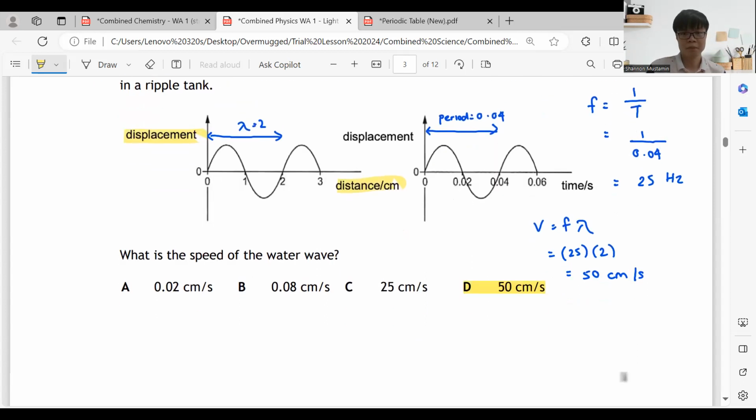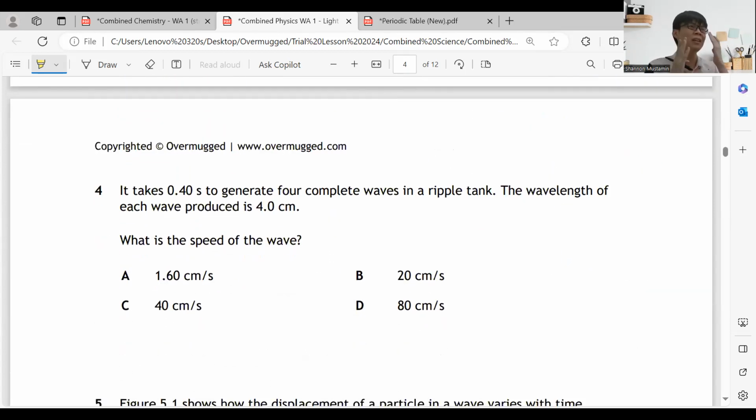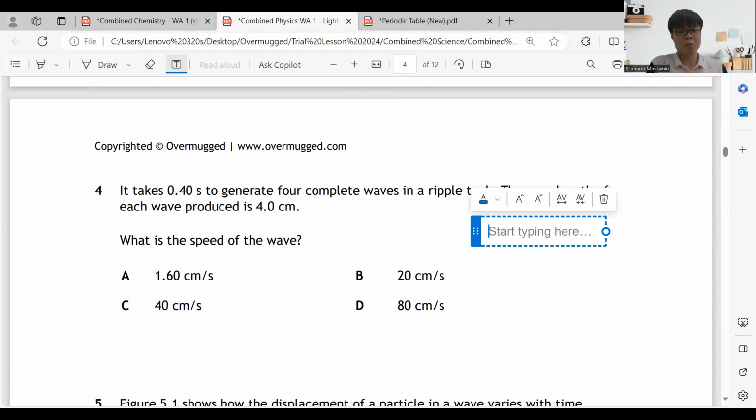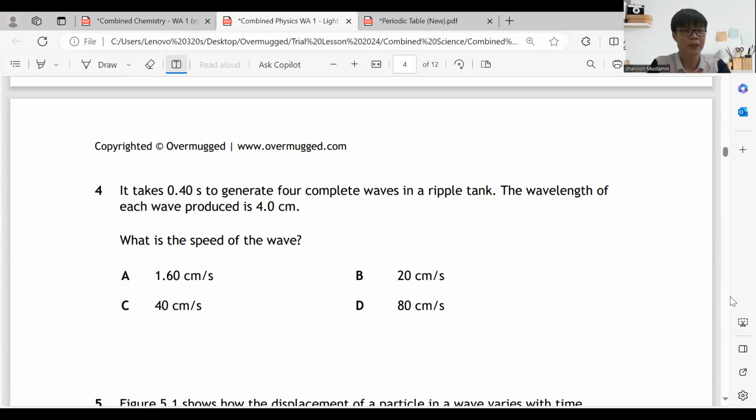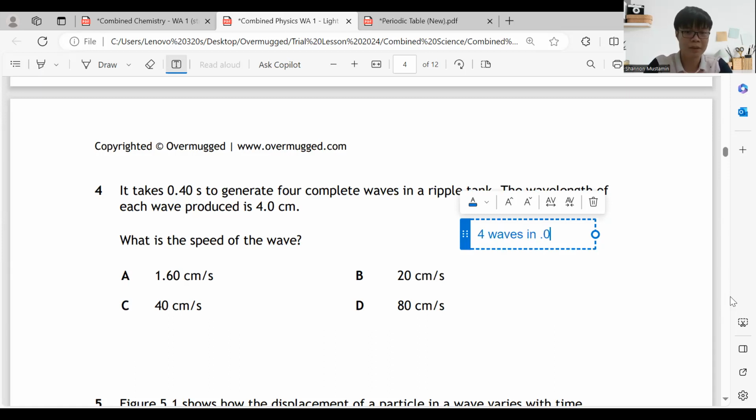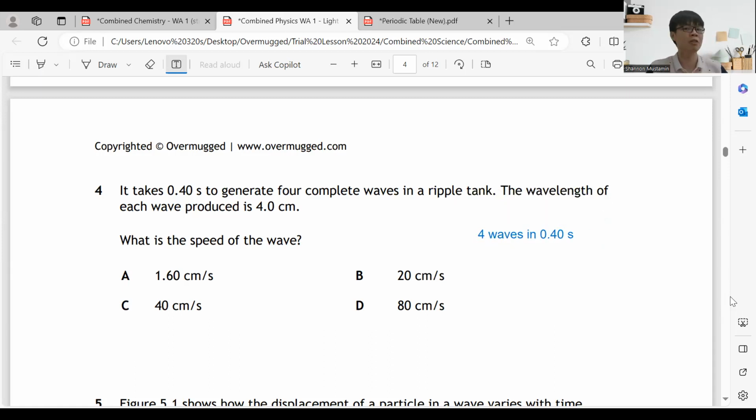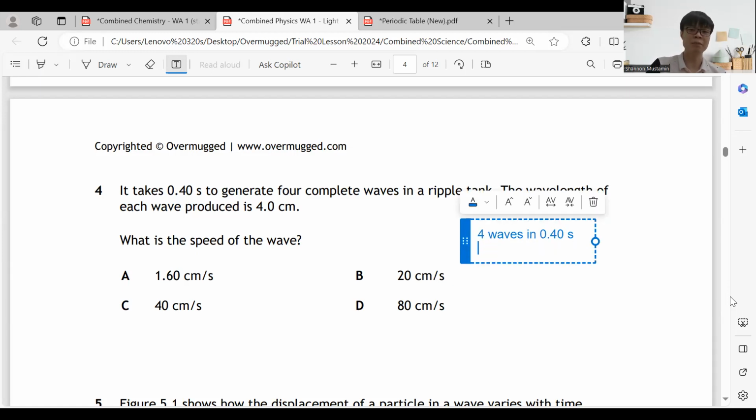Okay, 4. Textual information. It takes 0.40 seconds to generate 4 waves. The wavelength of each wave is 4.0 cm. What is the speed of the wave? I'll teach you the secret trick. 4 waves in 0.40 seconds. Okay, I'm going to teach you how to use the primary school method to solve this.